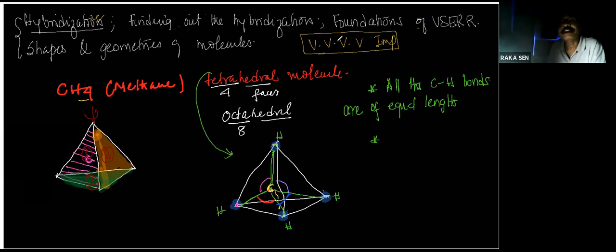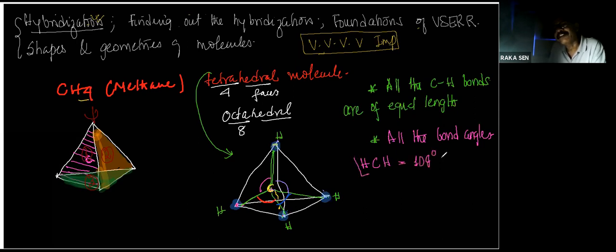And what we find out is that all the bond angles, that is hydrogen, carbon, hydrogen, this is the angle, is equal to 109 degrees 28 minutes. I got all these 4 bond angles the same. That means all the bond lengths are also the same. All the bond angles are also the same.